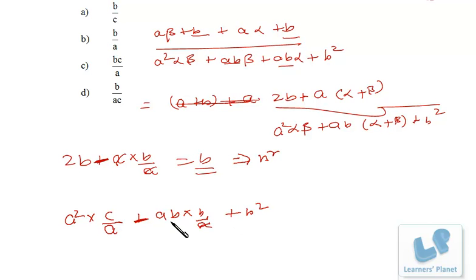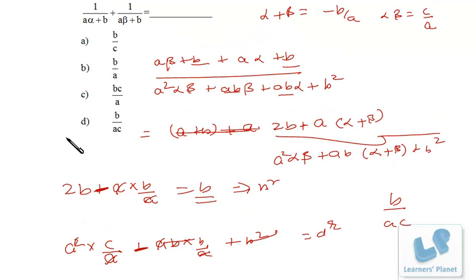So it's this, and it's minus b square and it's plus b square, that's cancelled, and this is ac, right? So in the denominator we have ac. In the numerator we were having b, in the denominator it's ac. So the final answer is b by ac, right? So that's option D over here, right? I hope you are clear.